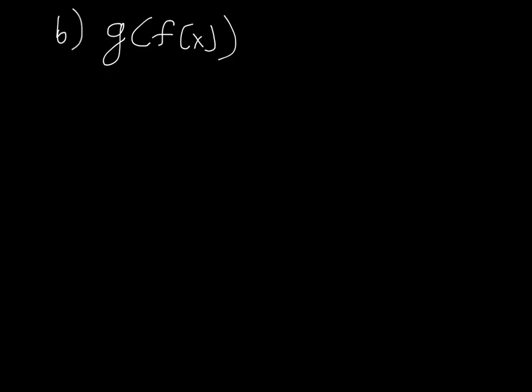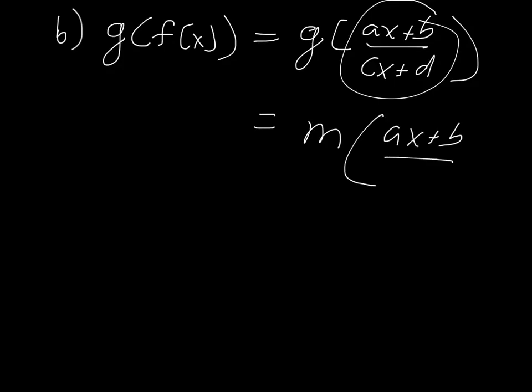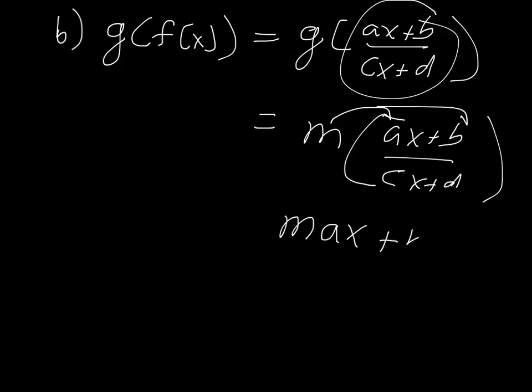So we're going to do the same thing except reverse order. So g of, and then rewrite f of x, ax plus b over cx plus d. G of x is mx, so everywhere we see an x, we're going to plug in this inside. So m times ax plus b over cx plus d. So now we can distribute the m in if you want. max plus mb over cx plus d.